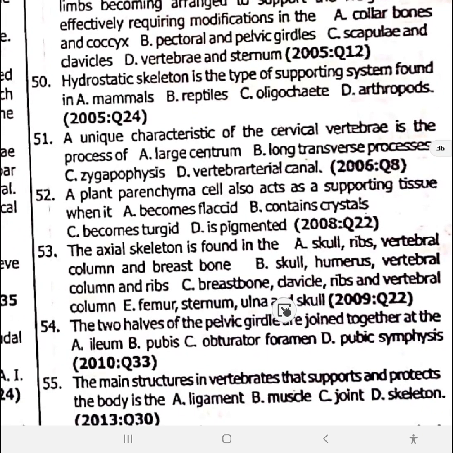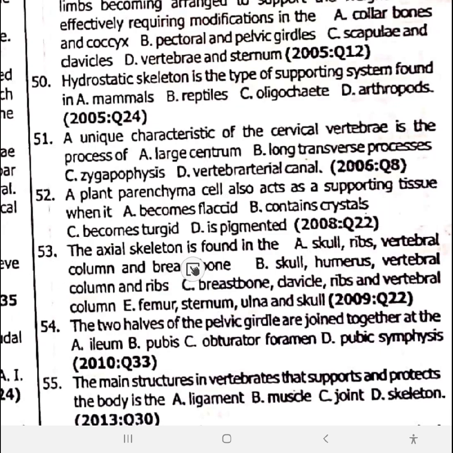The questions actually stop at 56. 51. A unique characteristic of the cervical vertebra is the process, the vertebral canal. 51 is option D. 52. A plant parenchymal cell also acts as a supporting tissue when it becomes turgid. They repeated this question again. 52 is option C.